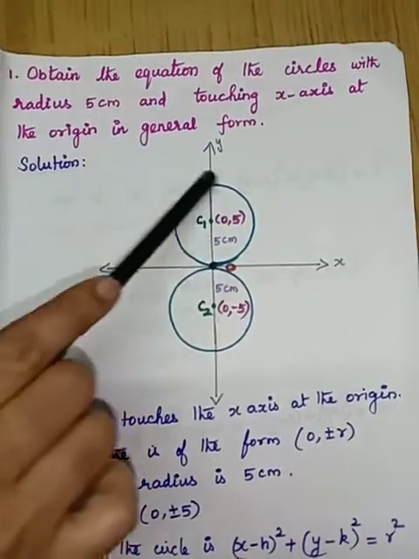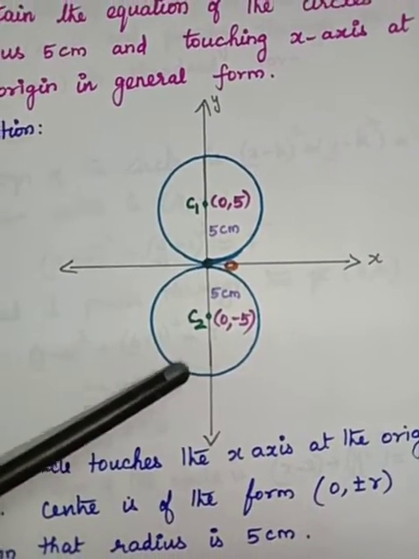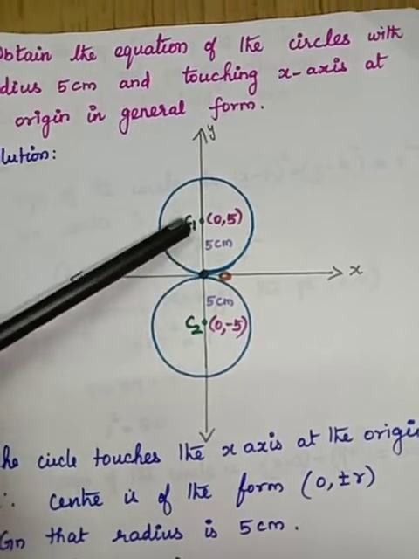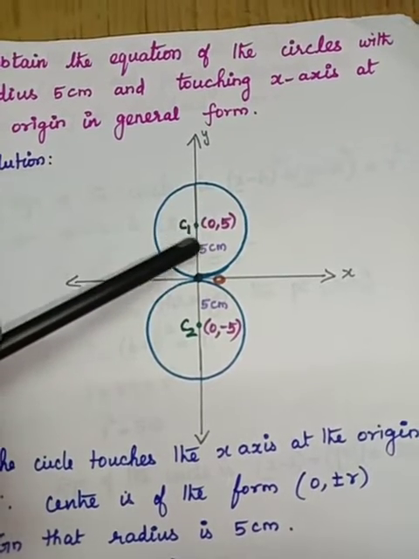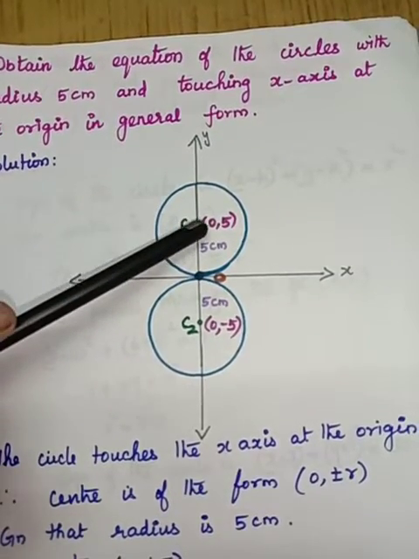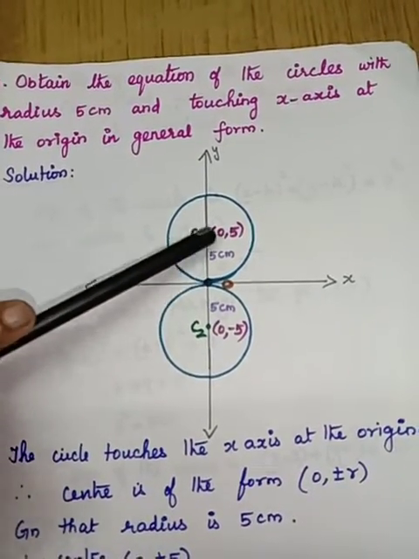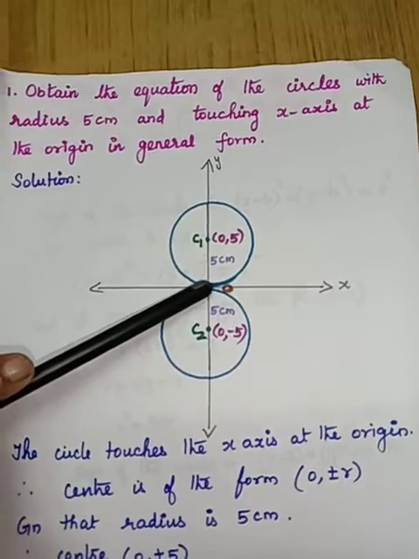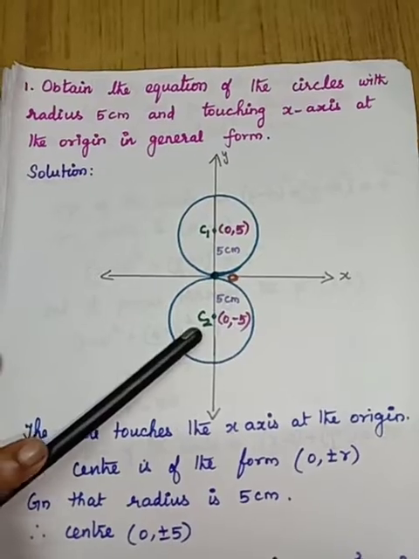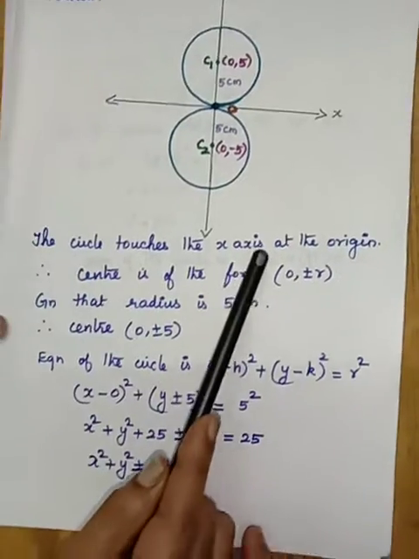Okay, so see that I have drawn two circles. One is above the x-axis, another one is below the x-axis, both touching the origin. What is also given? Radius is equal to 5 centimeter. So the center of the above circle is 0, so it is in the origin, 0, and the y distance is 5. And the radius is 5, and for the below circle the center is 0, minus 5. So see that the circle touches the x-axis at the origin.